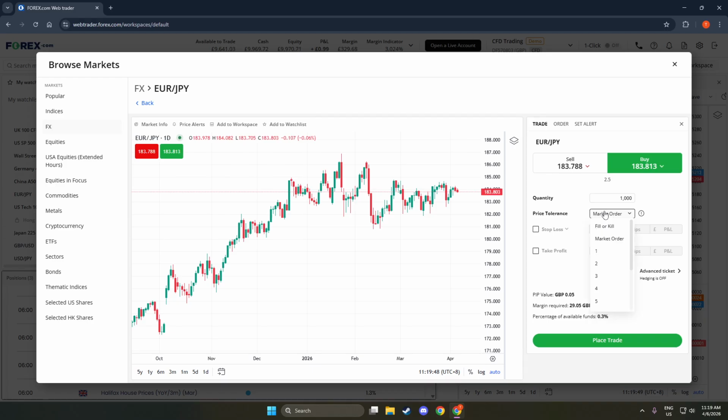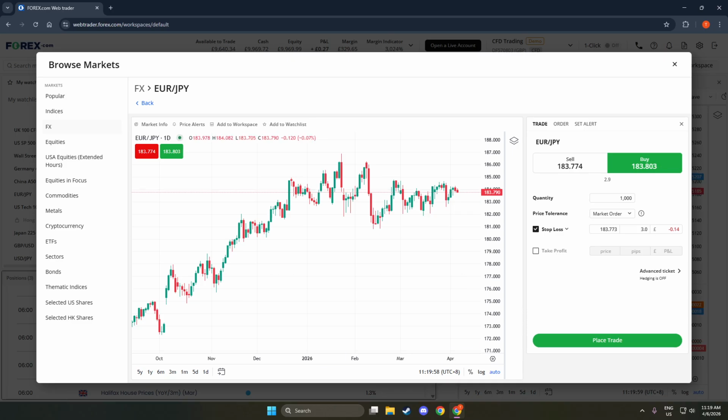Next, add a stop loss. This is your safety net. If the market moves against you, the stop loss helps cap the loss at a level you can accept. Then add a take profit. This is where the platform will lock in gains if price reaches your target. Placing both a stop and a target up front helps you trade with a plan rather than emotion.